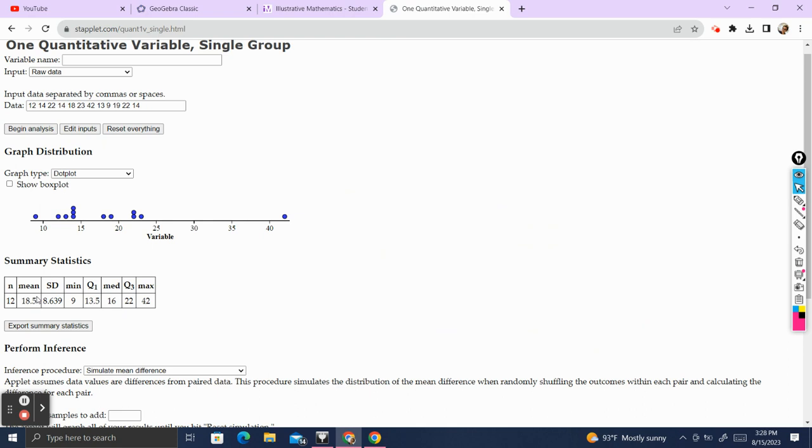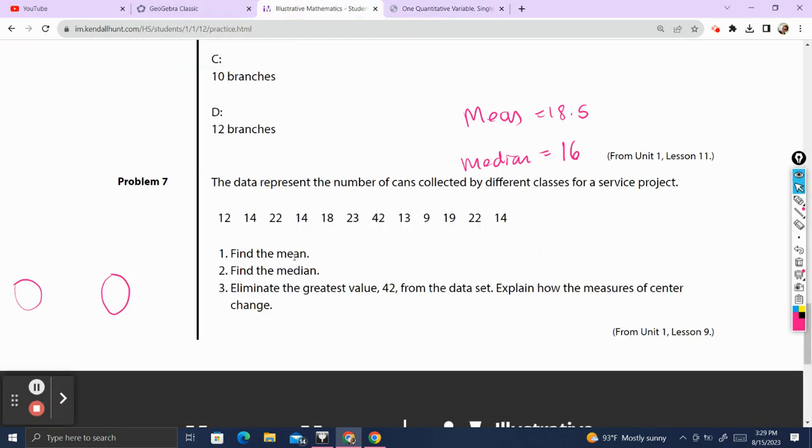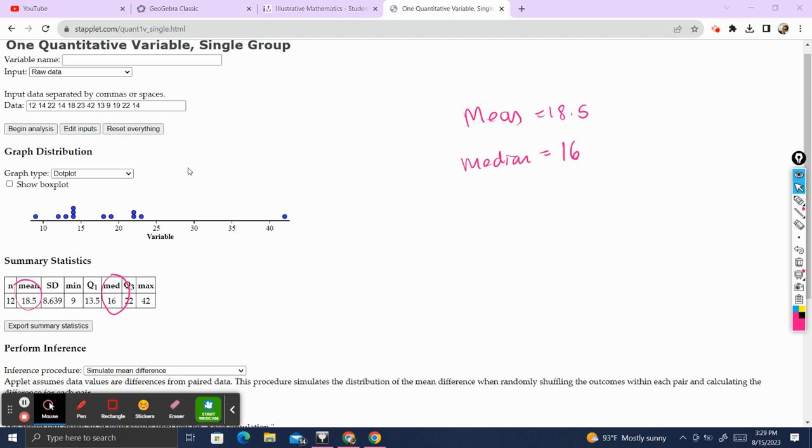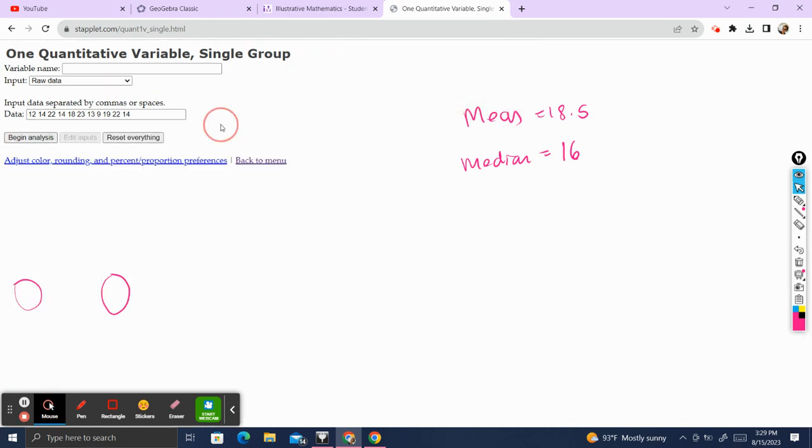So for our data as it existed, the mean is right here, equal to 18.5, and the median is right here, equal to 16. So that is for our initial set of data. Going back to the problem, we found the mean, we found the median. Now we want to know what happens when we eliminate the value 42 from the data set. Let's see how the measures of center change. So we're going to go back to our data, eliminate 42, and begin our analysis right here.